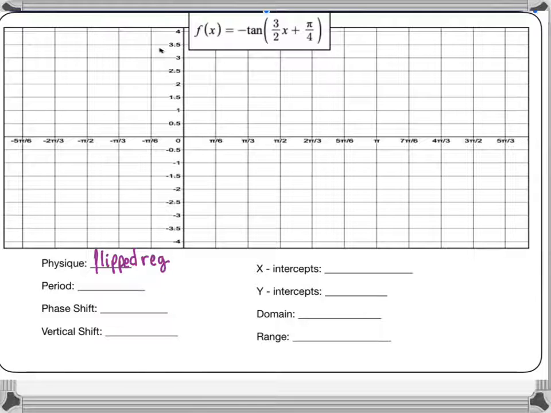So what we do is we take this number, which is b, and we divide that into pi. So we got 3/2 divided into pi, which is going to be 2 pi over 3. All right. So the period is 2/3 pi. Now this is the way that we want to play that out. So 2/3 pi basically means that's like 1/3 plus 1/3.